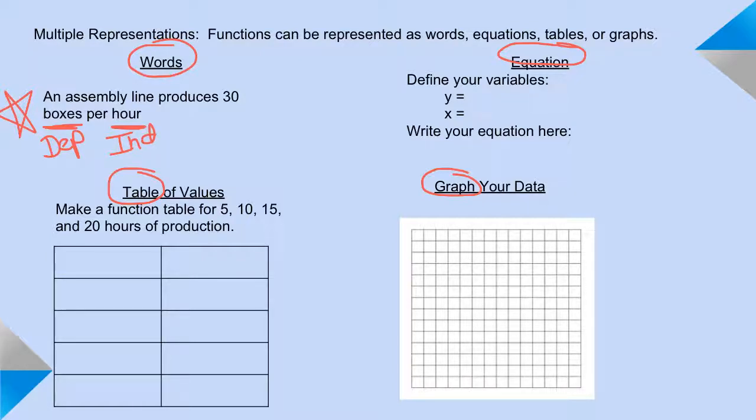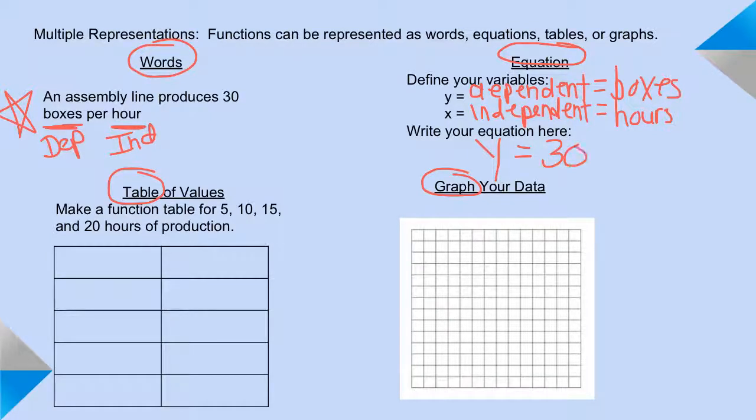So our dependent variable is our y, and it represents, in this case, boxes. Our x coordinate is our independent variable, and in this situation, it represents hours. And according to our words, the number of boxes produced is equal to 30 boxes every hour. So there's our equation.